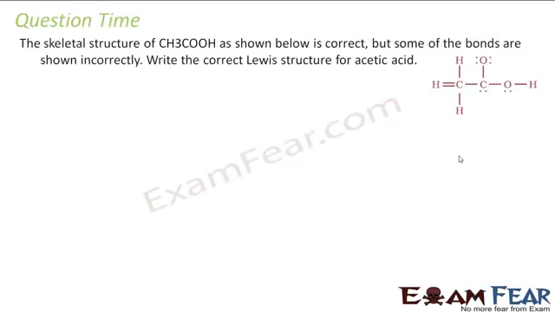So yes, the question says you need to take the skeletal structure of this, but some of the bonds are not correct. We have to write the correct structure. If you see, this hydrogen has 4 valence electrons, it's not correct. The correct structure we know is H. This is the correct structure.